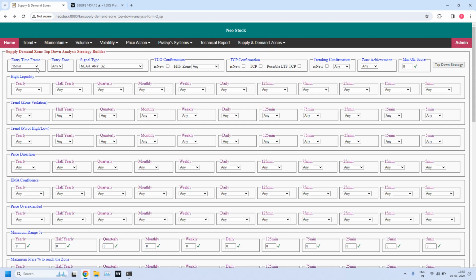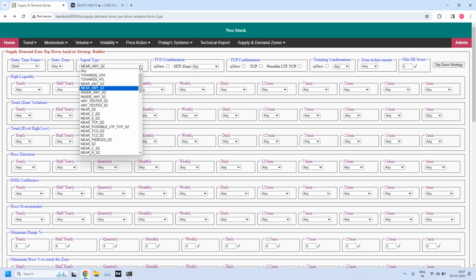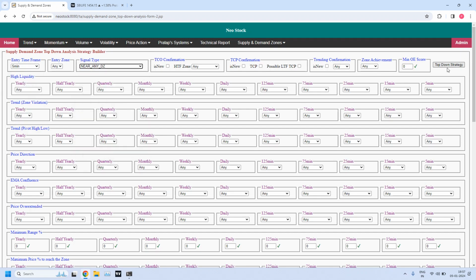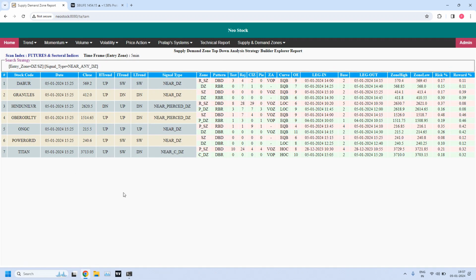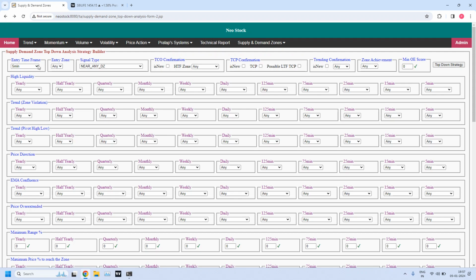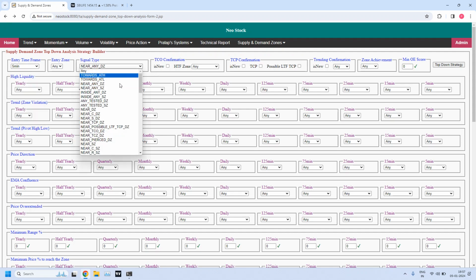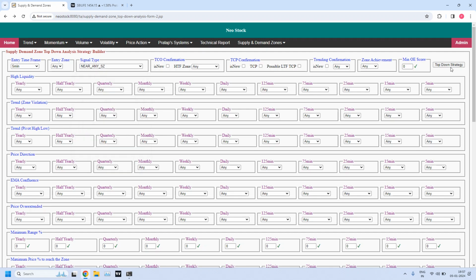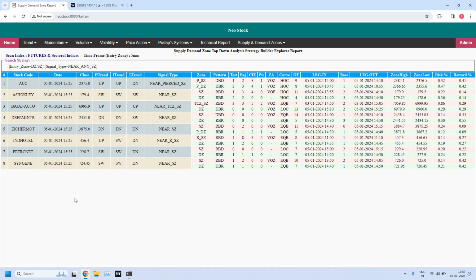Let's go back. Let's change the time frame to 5 minutes time frame. Let us find the stocks near 5 minutes demand zone. 7 stocks are filtered. Let's go back. For 5 minutes time frame, let us find the stocks near 5 minutes supply zone. And 8 stocks are filtered.